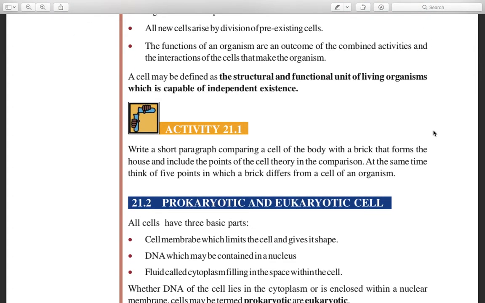So finally, a cell may be defined as the structural and functional unit of living organisms which is capable of independent existence. Okay, they will have independent existence because the food will be created by the cell and they can divide into multiple cells. So the definition is: a cell may be defined as the structural and functional unit of living organisms which is capable of independent existence.